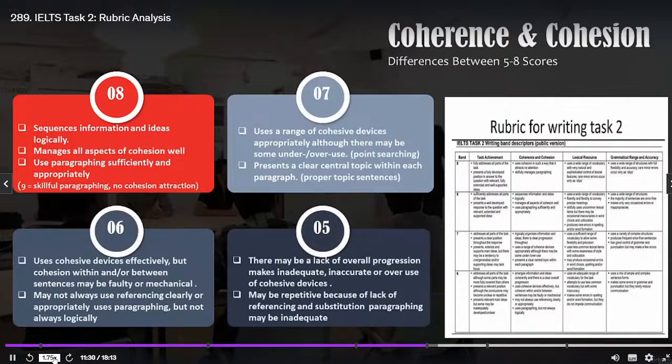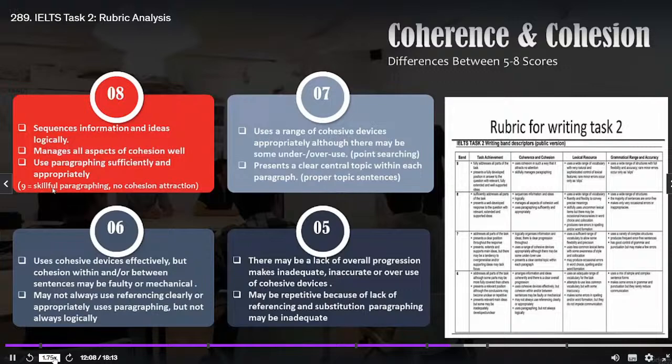Now, I only cover 8, 7, 6, and 5 because these are the scores that probably 95% of students are getting. If you look at an 8, I do put in parentheses down there that in terms of a 9, the difference is dealing with having very skillful paragraphing. That deals with linking your paragraphs together, using cohesive devices to do that. Also, what's really important here is that for a 9, there's no cohesion attraction.